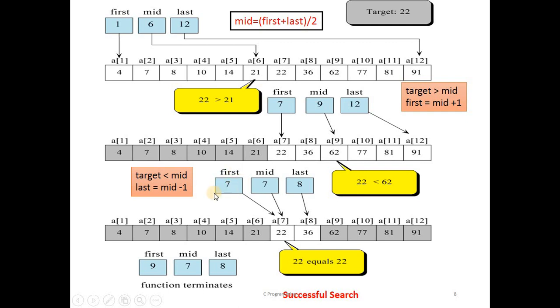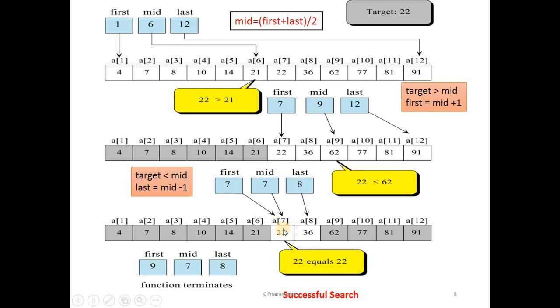As I am looking, फर्स्ट वैल्यू अभी भी 7 ही है, लास्ट वैल्यू चेंज होके 8 हो गई, पहले ये 12 थी, राइट. So again I have to search in this part only. ठीक है, now again we will find out the new mid position. So first plus last by 2, that is 7 plus 8 by 2, that is 15 by 2, which is 7. So at the 7th index I will search further.